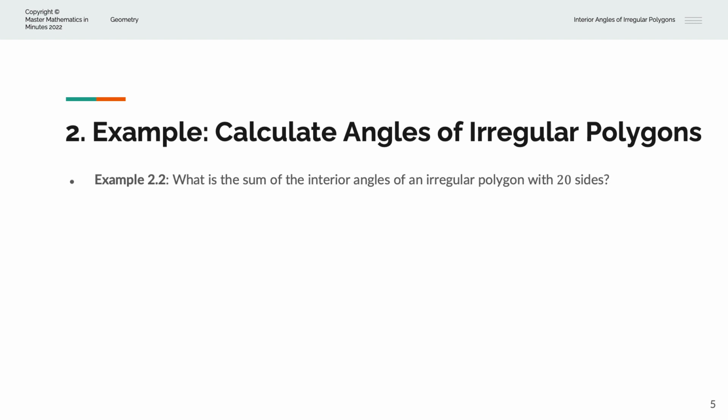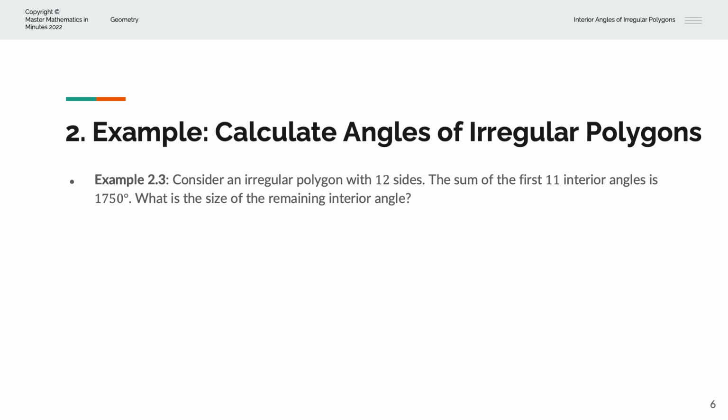In the second example, we're asked to calculate the sum of the interior angles of an irregular polygon with 20 sides. And so we have n equals 20, and so we're able to calculate the sum of the interior angles by applying n minus 2 multiplied by 180 degrees. And we'll substitute n with 20. And that becomes 20 minus 2 multiplied by 180 degrees, and that gives us 3,240 degrees. So, this relation holds for an irregular or regular polygon.